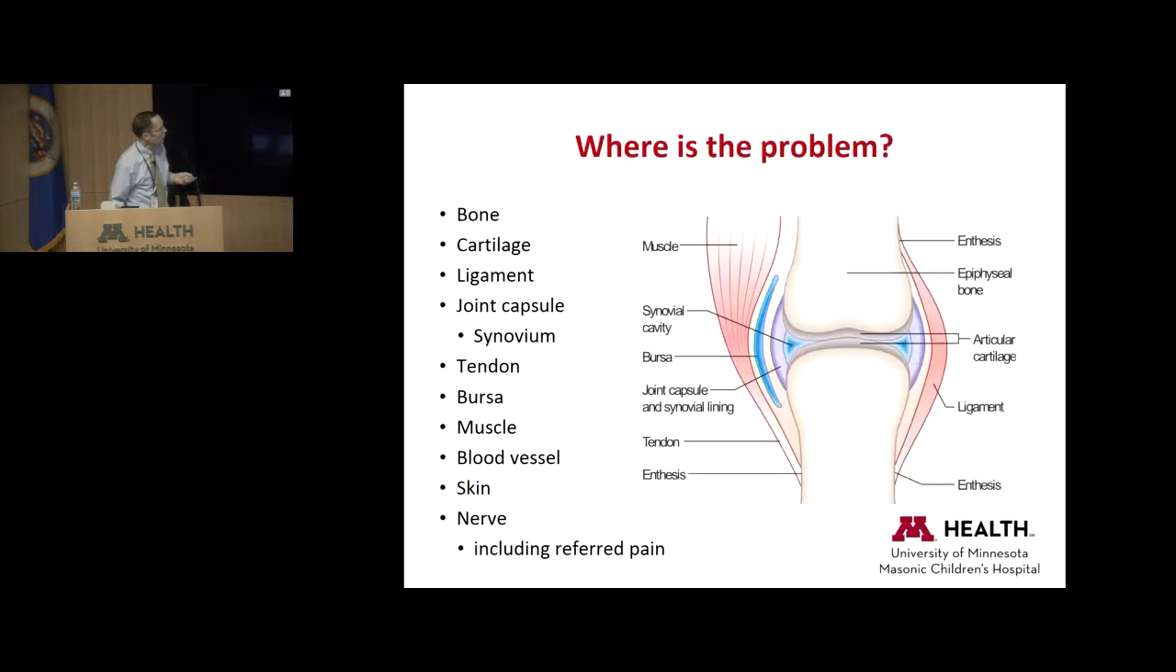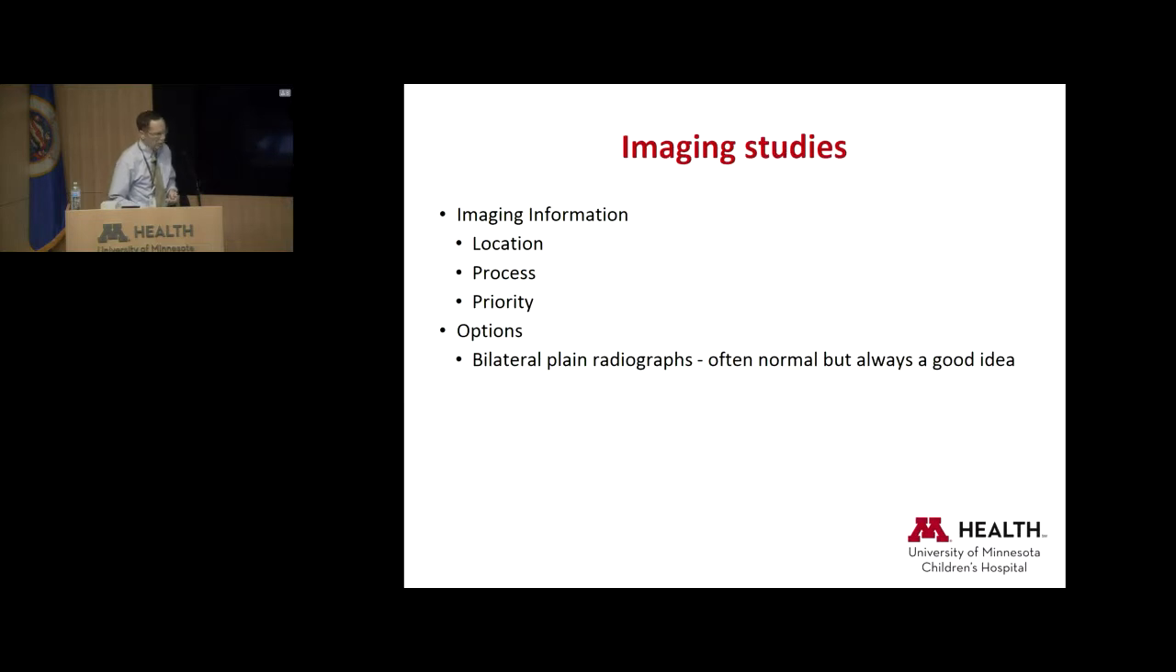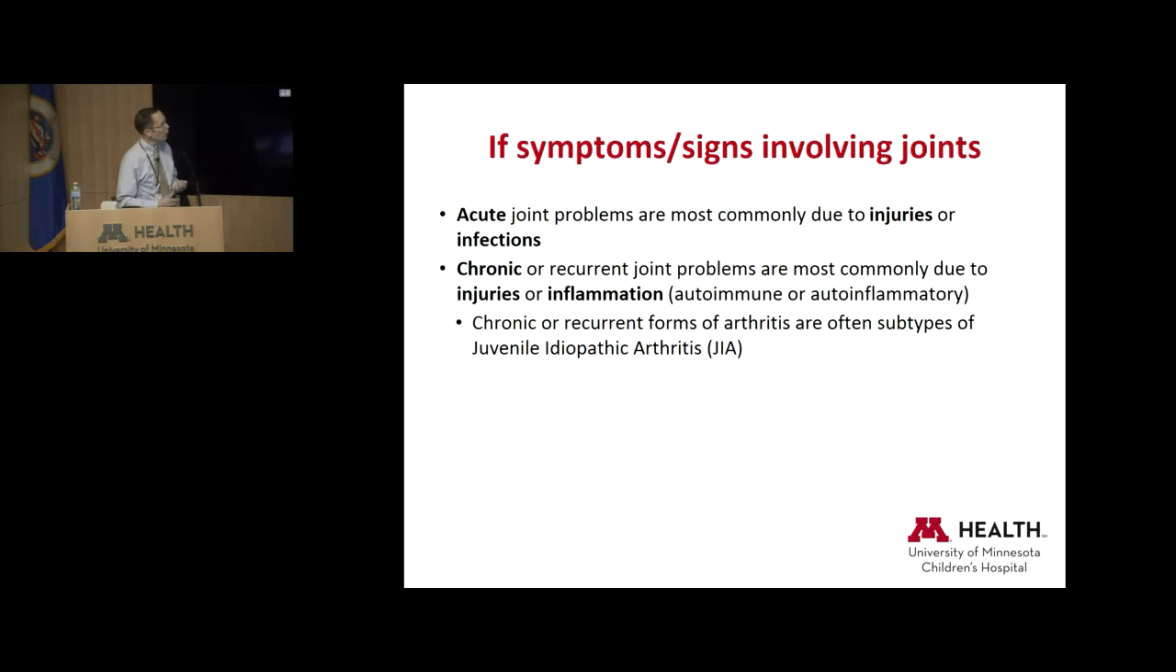I lost my pointer there. Is it the lining of the joint where the problem is, or is it outside of there? And that's where the surprise comes in this story. So we always do imaging. It gives us information about location, process, and priority. And his initial knee x-rays were fine. And in fact, his follow-up x-rays 6 months later, when I was struggling with him, were still fine.